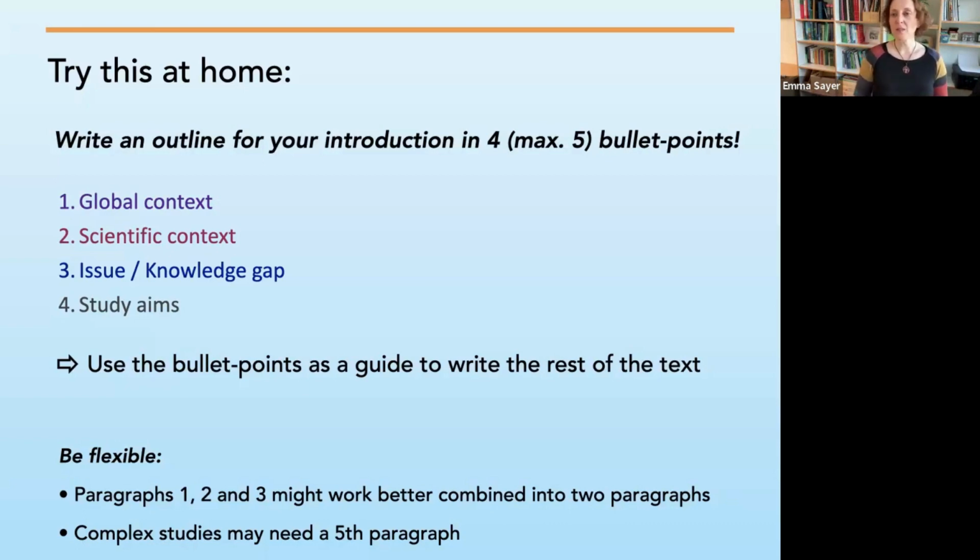So again, in my case, because I do a lot of work on plant-soil interactions, I frequently need a 5th paragraph because I'm talking about above ground processes and below ground processes and interactions. And because of this complexity, I need a little bit more space to make sure that I can introduce all of the background that I need to. But if your introduction is much longer than 5 paragraphs, you probably need to shorten it, and you need to think about whether all of the information you've included is really relevant.